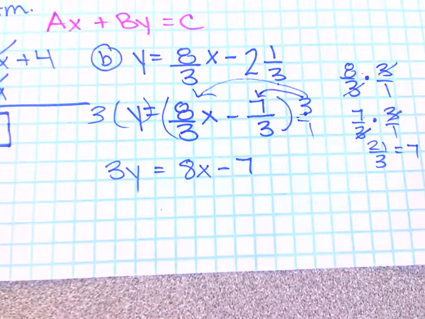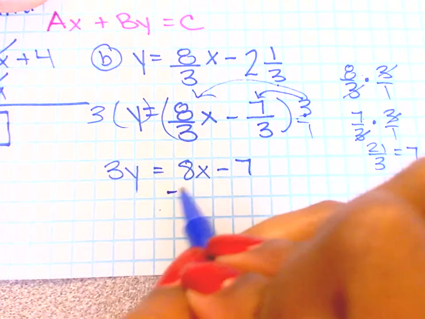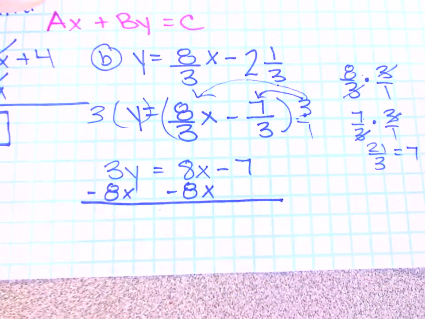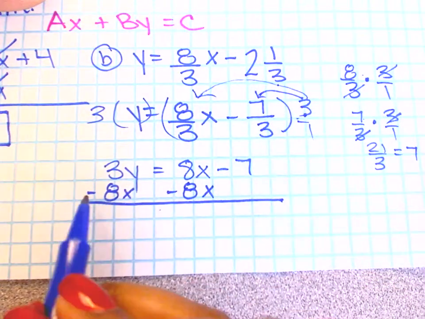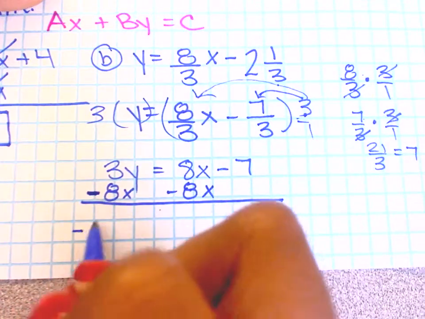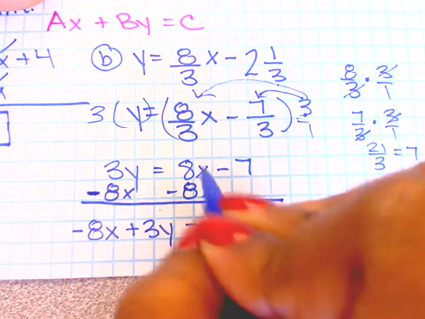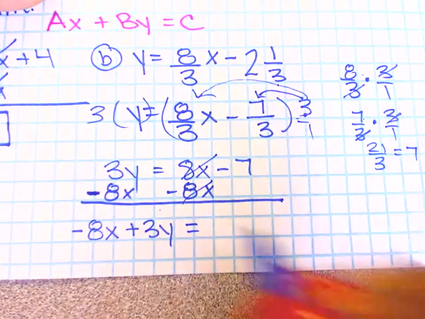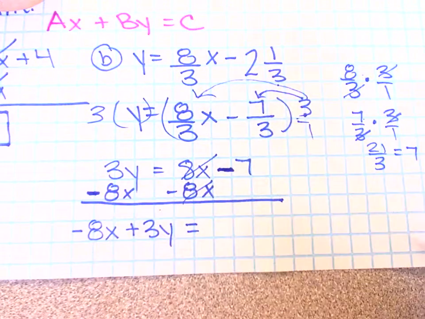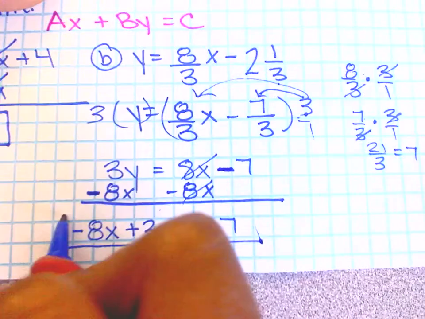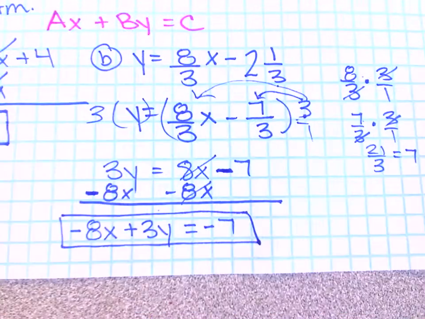Okay? Is that in standard form yet? No. I've got to get x and y on the same side. So I'm going to subtract 8x from both sides. On this side, that negative stays attached to the 8x. Negative 8x plus 3y equals, my negative and my positive cancel. This is still attached to the 7, guys. Don't just write 7 equals negative 7. Now it's in standard form. One more.